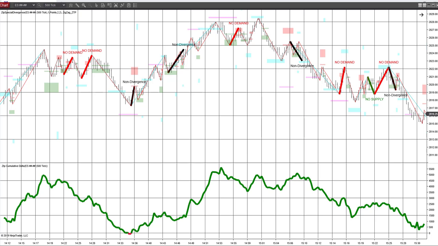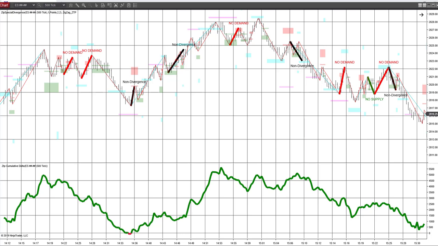There are two indicators on this chart. The first is the ZTP Special Divergence Indicator on the patterns chart, and I've also placed the ZTP Cumulative Delta Indicator on the bottom. Now what is really important for you to understand is that settings matter in this setup.